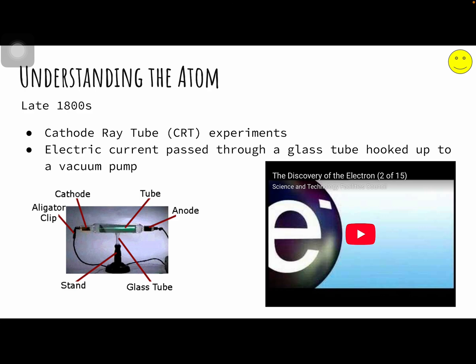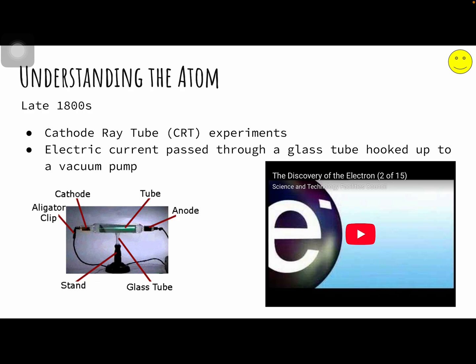So the first one is looking at the late 1800s, and we were doing what's known as the cathode ray tube experiment. So that's where the electric current is passing through a glass tube hooked up to a vacuum pump. So this is what it looks like over here on the left. And we were able to discover the electron by using this experiment because we saw this beam of light coming across. And we noticed that if we moved a magnet nearby, it would actually cause the light beam to bend. And they're like, well, that's kind of weird that this light is now bending.